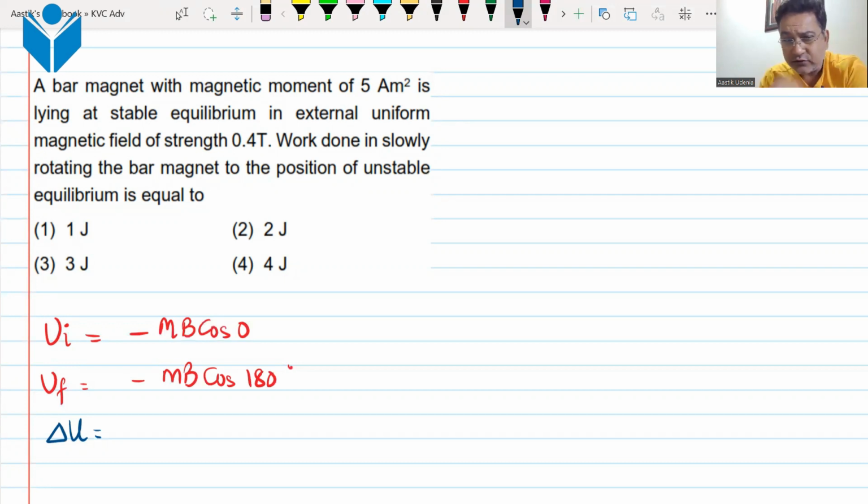It's not going to move on its own. It has to be moved by an external agent. So it will be minus mb cos 180, which is plus mb, minus mb cos 0. So it will be 2 times m into b. You just have to multiply 2 with m and b. I don't think multiplication of 2 by 5, which is 10, and 10 by 0.4, which is 4, should have taken so much of time. Anyways, 4 joules is the answer for this one.